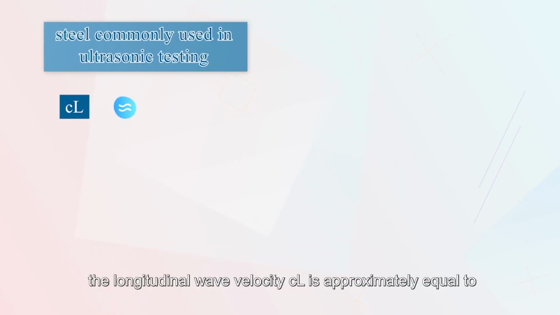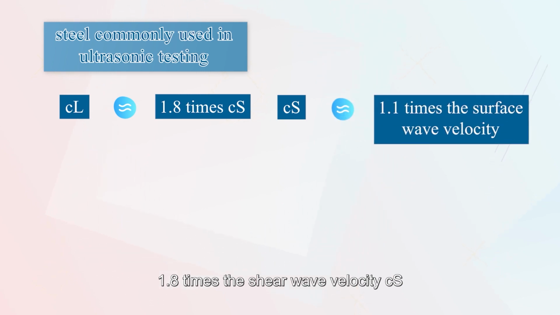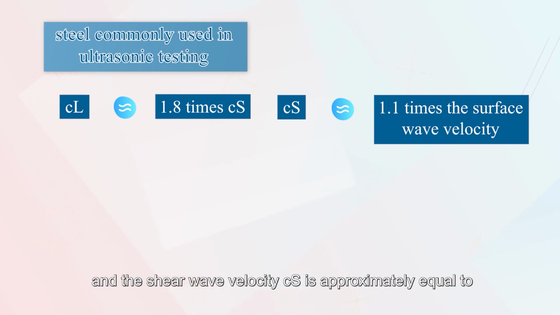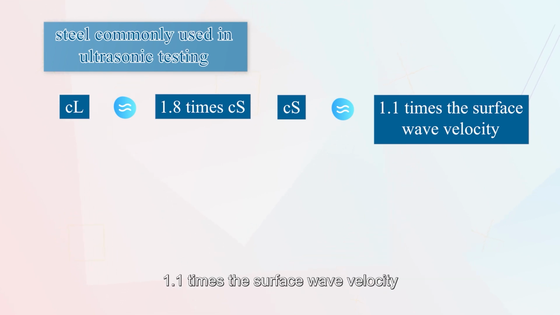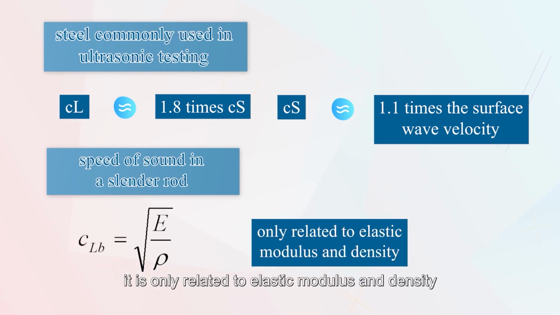For steel commonly used in ultrasonic testing, the longitudinal wave velocity CL is approximately equal to 1.8 times the shear wave velocity cs, and the shear wave velocity cs is approximately equal to 1.1 times the surface wave velocity. The second case, the speed of sound in a slender rod. It is only related to elastic modulus and density. It can be seen from the above formula that the propagation speed of an ultrasonic wave in a solid is mainly related to the density and elastic modulus of the solid medium.